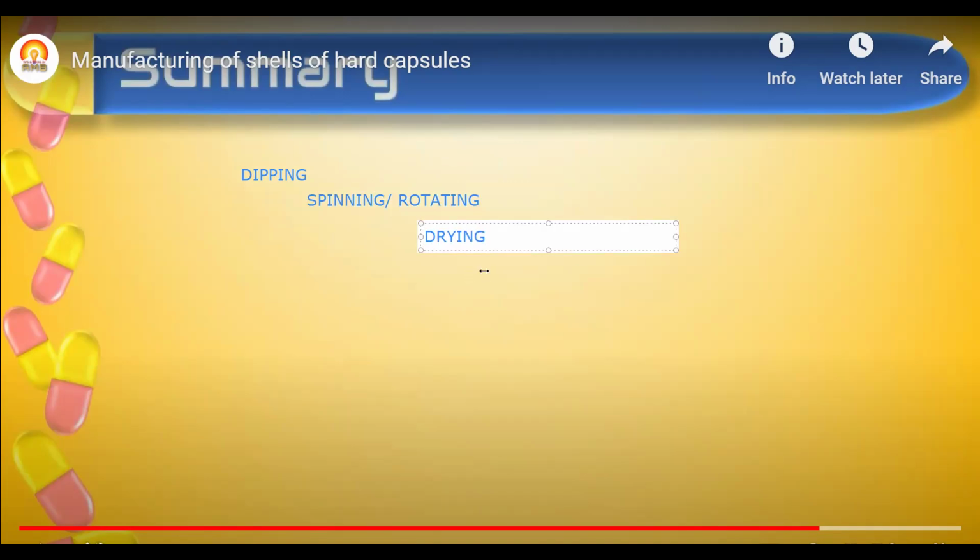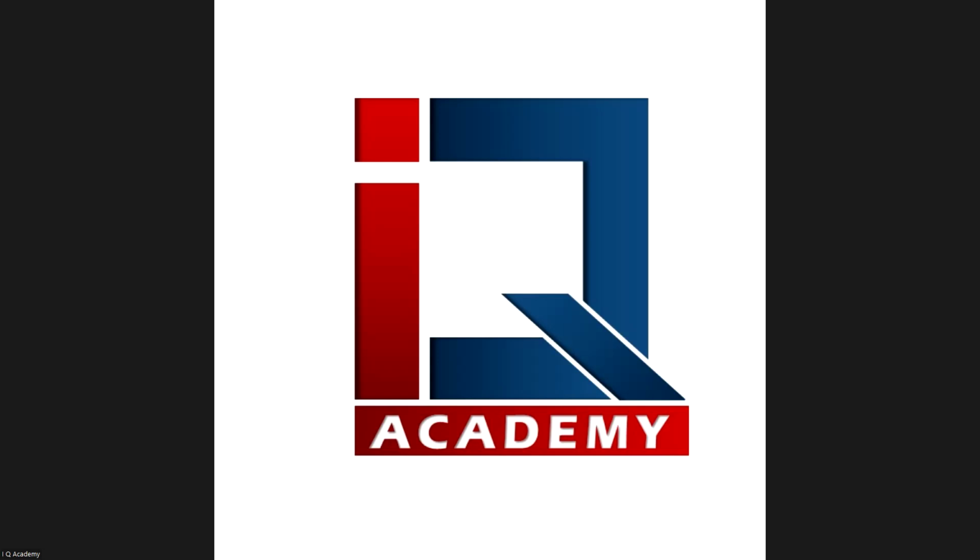Then after drying, stripping. After stripping, trimming. After trimming, joining. Done. So these are the steps used in preparation of capsules, right? So let me show you how it's done in industries. It would be good to show the industrial scale. I'll show you.